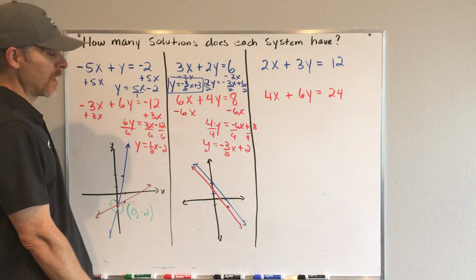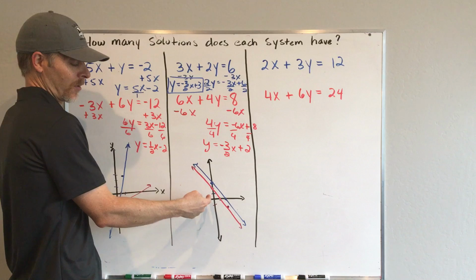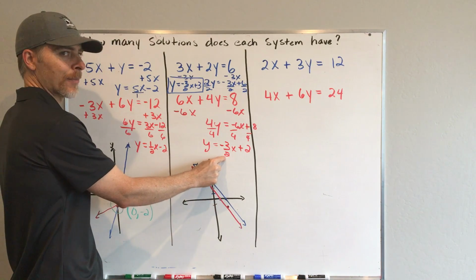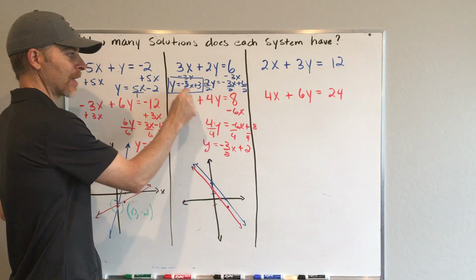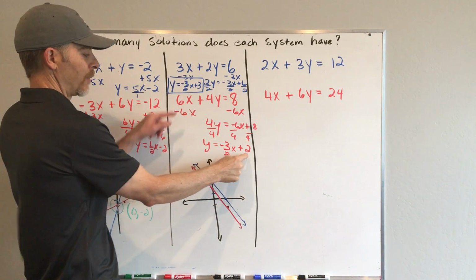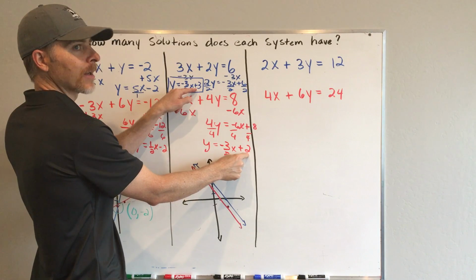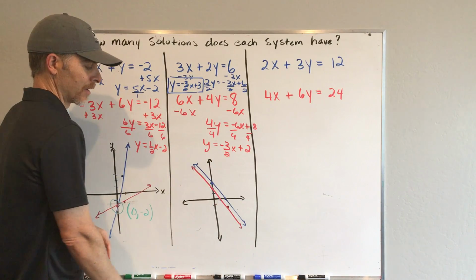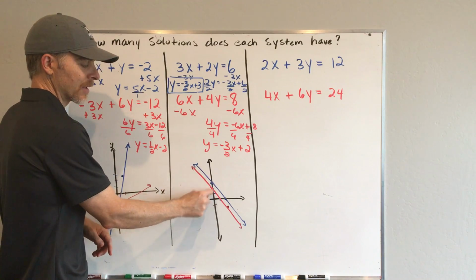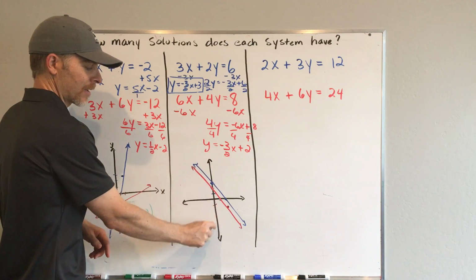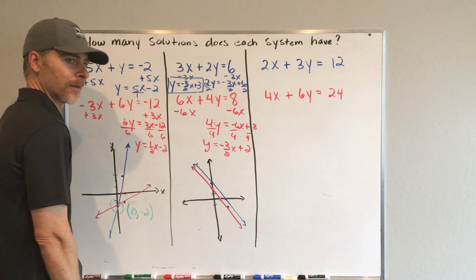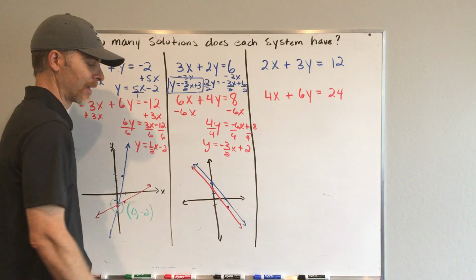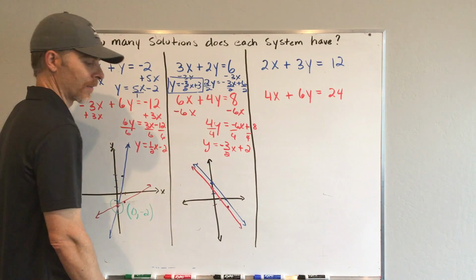And we know this was going to be true as soon as we got to this step. The same exact slope, but different y-intercepts. Same slopes, different y-intercepts. Okay, so they're going to start at different places on the y-axis, but they're going to have the exact same slope, so they're just going to run side by side. No solutions to this system.